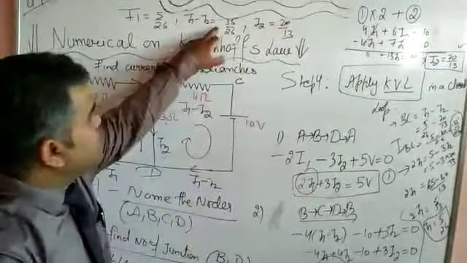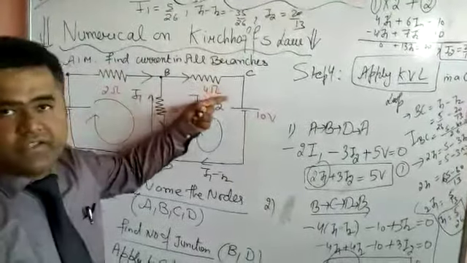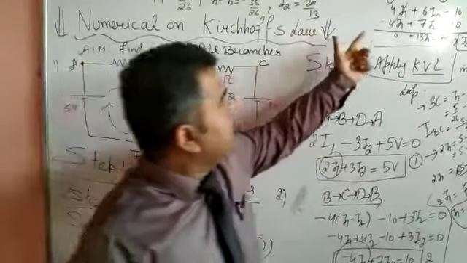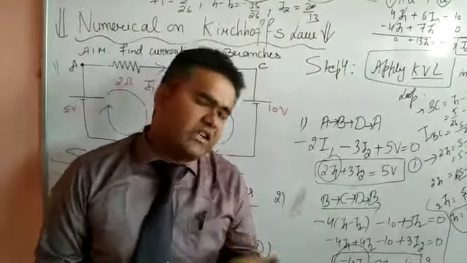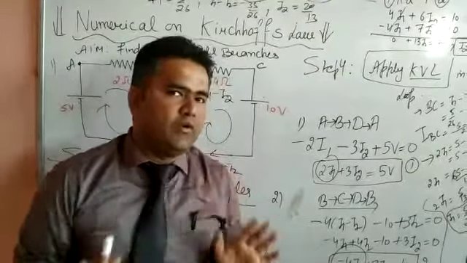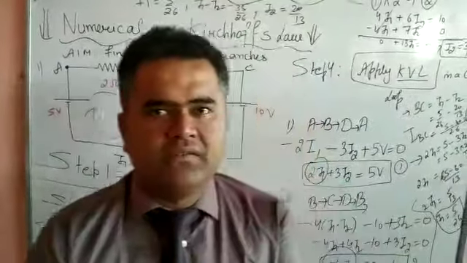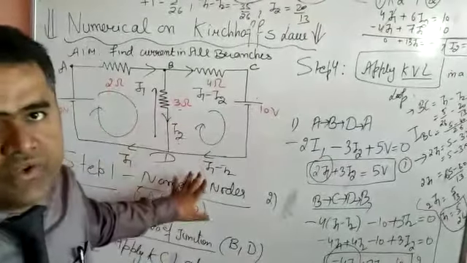Now this negative sign states that the direction we have assumed is opposite. That is the only difference. It means the current is actually flowing from C to B, not from B to C. That is why the answer is negative. Don't get confused regarding this. If the answer comes negative, there is nothing to worry about. It means your current is moving in the opposite direction. Take it as simple as possible to solve the question.